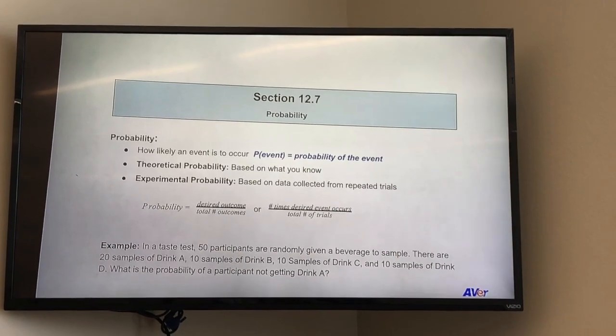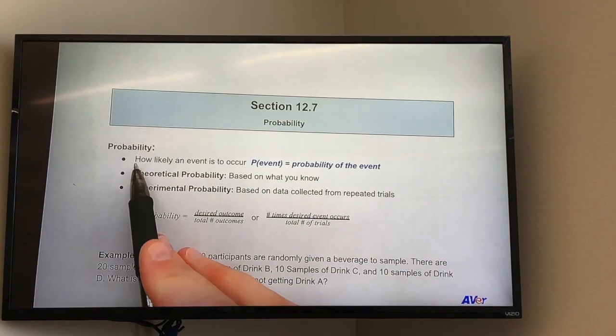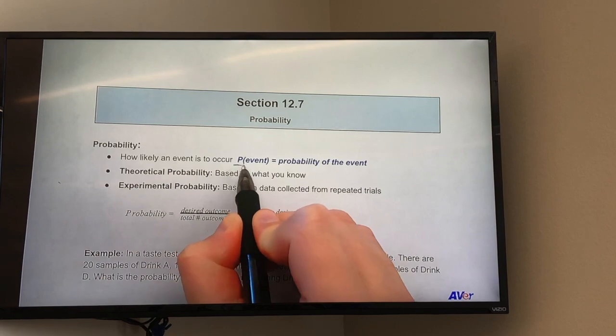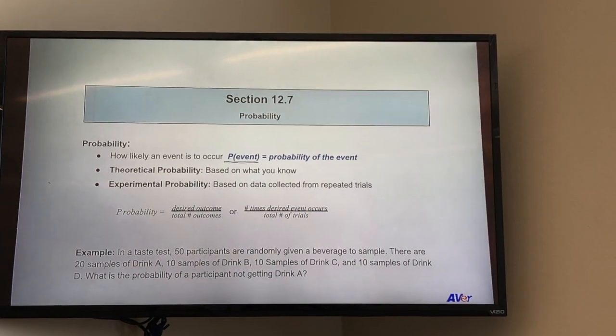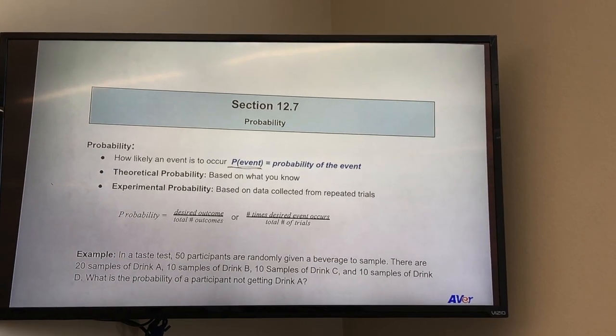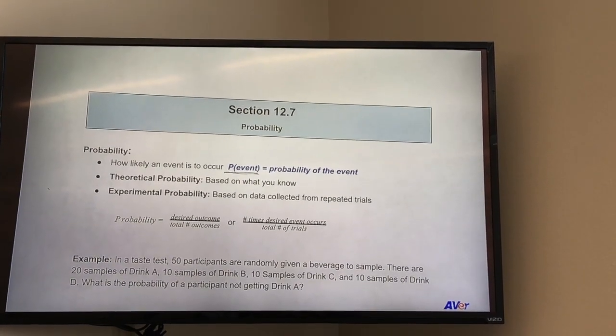12.7 is probability. Probability comes up a lot in real life. So how likely an event is to occur is called the probability of an event. That's what that notation means. Theoretical probability is based on what you know. Experimental probability is based on data collected from repeated trials.